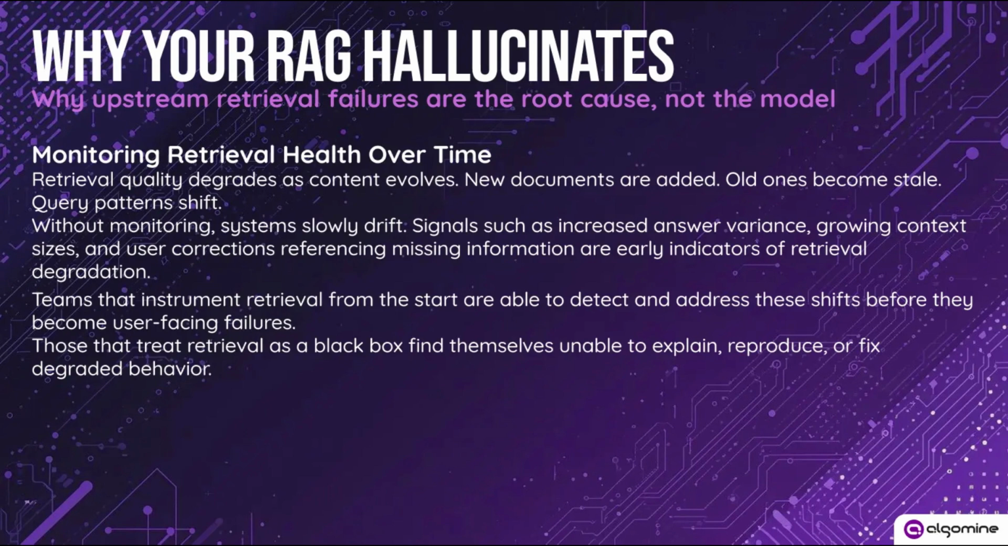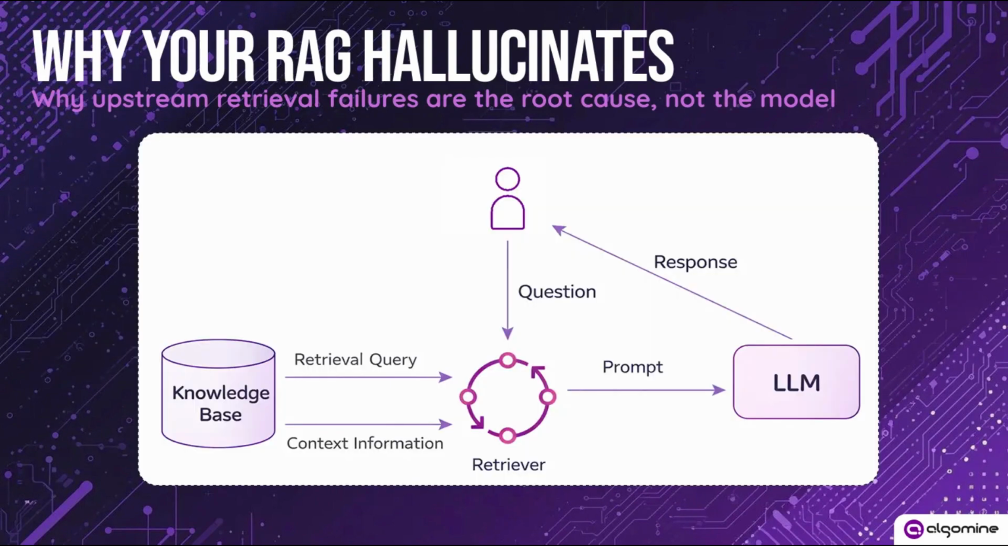Less context, better chosen, outperforms more context, loosely selected. Retrieval quality degrades as content evolves. Without monitoring, systems drift. Signals like increased answer variance, growing context sizes, and user corrections are early indicators. Teams that instrument retrieval from the start can detect and fix issues before they reach users.